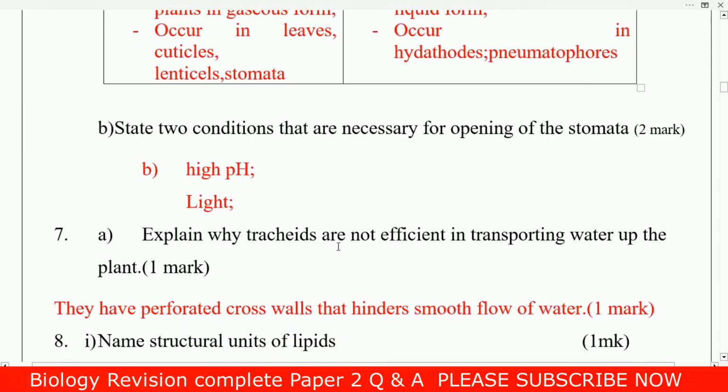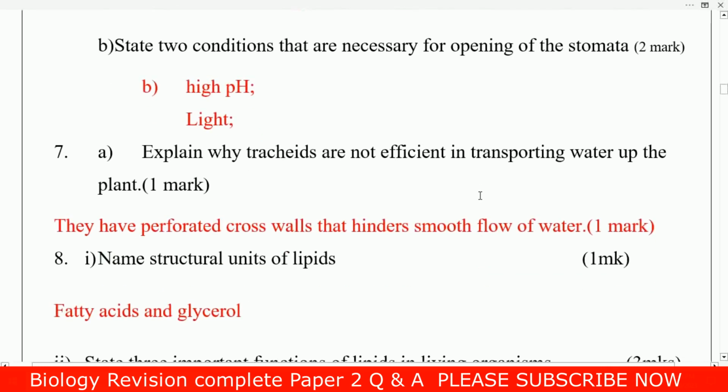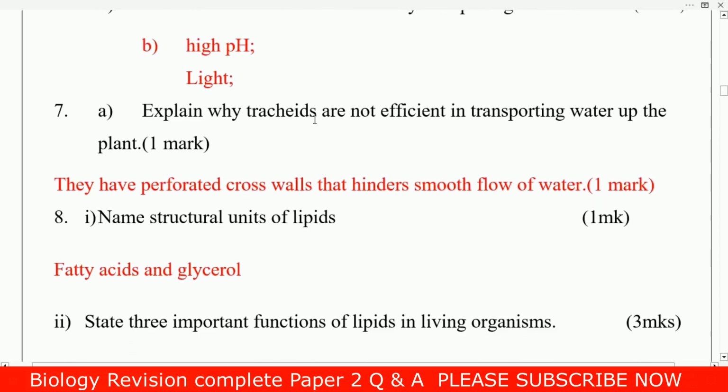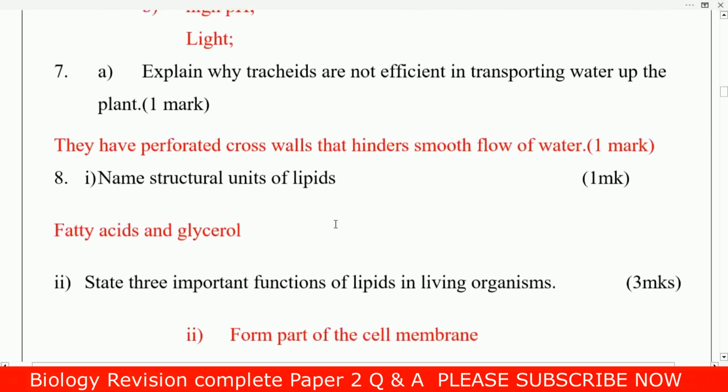Question B, you are told state 2 conditions that are necessary for opening of the stomata. That one is high pH, number 2 is light. Question number 7, explain why tracheids are not efficient in transporting water up the plant. Why are they not efficient? The reason is they have perforated cross walls that hinder smooth flow of water.